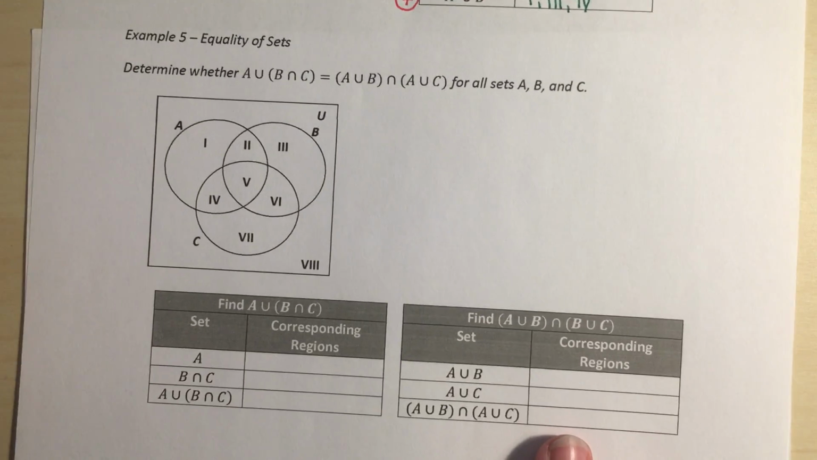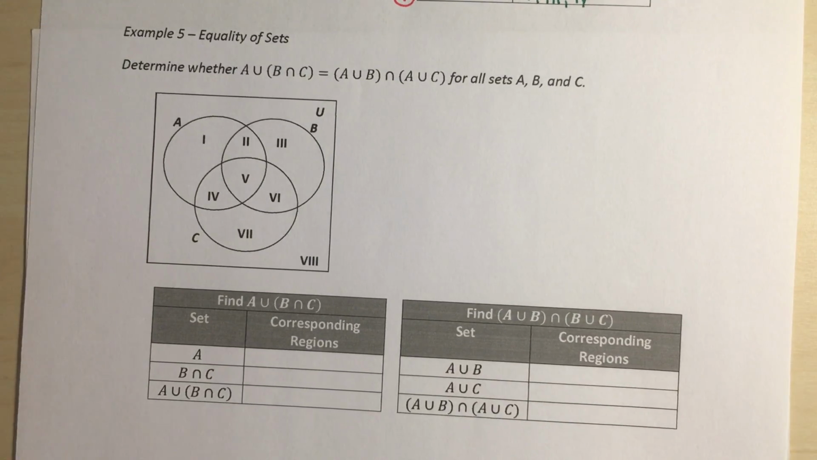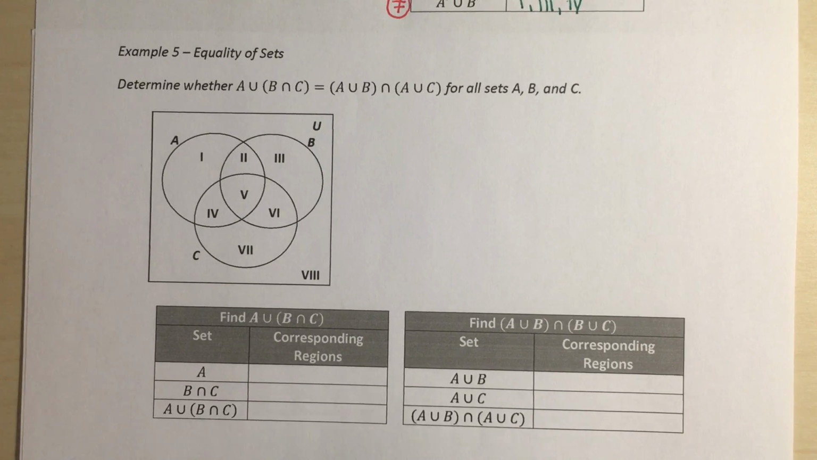Right, so let's do one more example, doing the equality of three sets. So we're going to determine whether A union (B intersect C) is equal to (A union B) intersect (A union C). Again, what we're looking at here is a Venn diagram that has three sets. Remember that we have these 8 regions, and that's what we're going to be comparing.